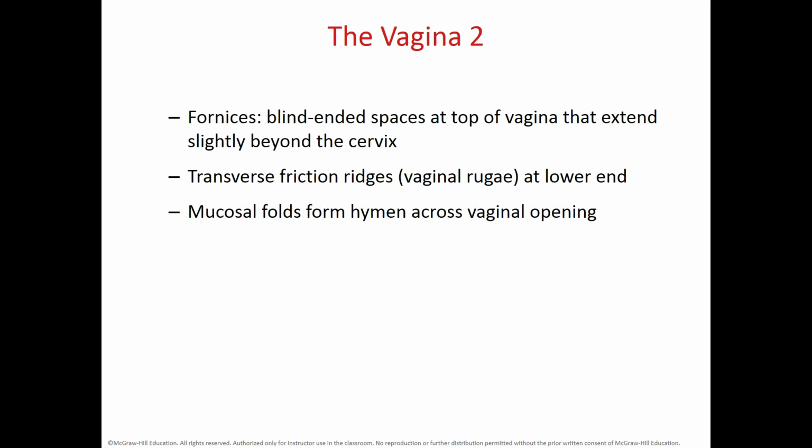Superiorly, in between the cervix and the lateral wall of the vagina, there are some blind-ended spaces that we call the fornices. And then the walls of the vagina have rugate, transverse ridges, that help basically during the copulation to unfold and enlarge the vagina so it allows the entrance of the entire penis. Now at the end of the vagina in virgins there is this mucosal fold that is called the hymen.